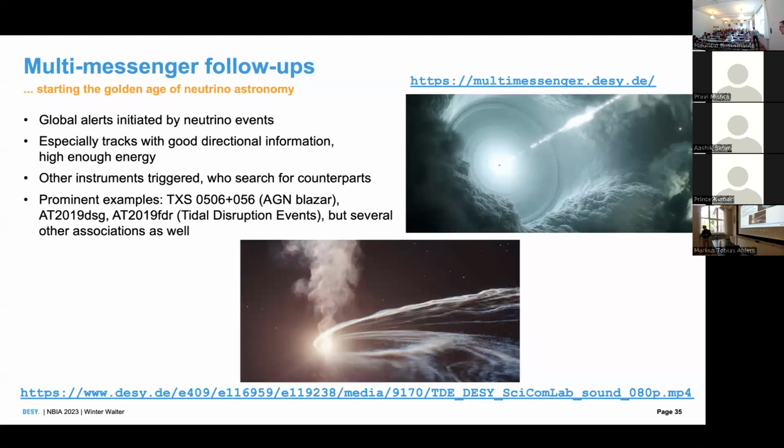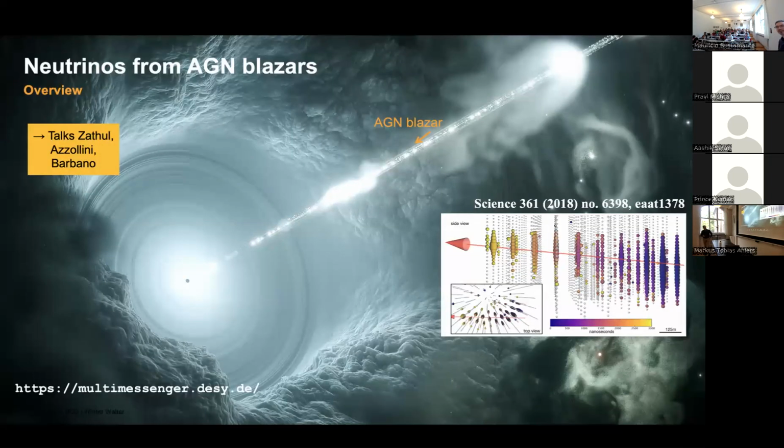In this case, the idea is that the neutrino signal would trigger other instruments. You would look into that direction, you would see something, and then you can relate the neutrino directly to, let's say, an optical or a gamma ray counterpart. That's what the gamma ray follow-ups are about. As I said, the next part is essentially about AGN blazars, where there are also a couple of talks in the afternoon. An AGN blazar is like looking into an active galactic nucleus ejecting a jet, and you look into the jetted direction here.